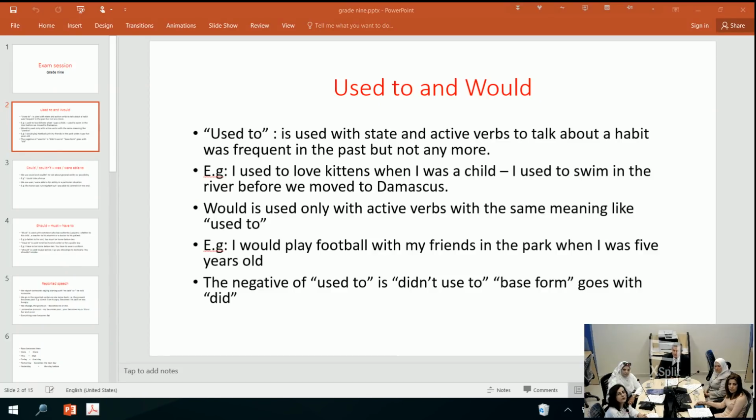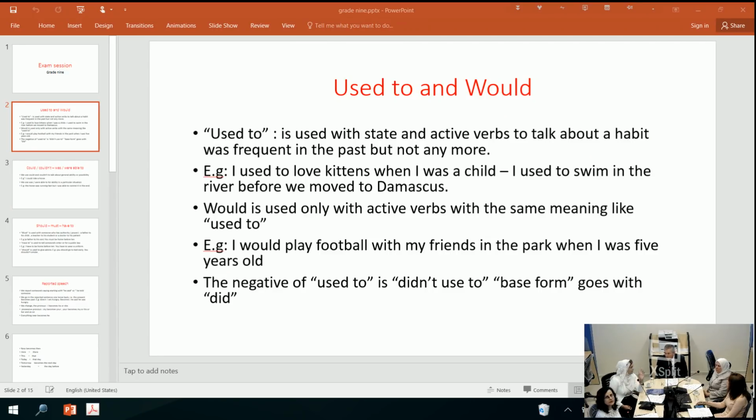Example: I used to love kittens when I was a child. I used to swim in the river before we moved to Damascus. Here we have two verbs, love and swim. Is love a state or an active verb? It is a state. And swim is active. So used to can go with both active and state verbs. What about would, Miss Abir? Would is used only with active verbs, with the same meaning as used to, about habits. The same way, but with only active verbs.